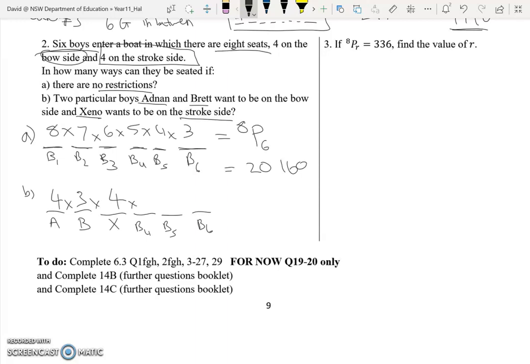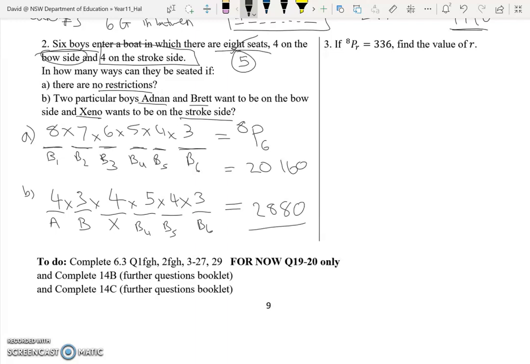And then I've got 3 boys left. I've taken up 3 seats. So instead of having 8 seats on the boat left, we've got 5 seats on the boat left. So 5 options for the next boy, then 4, then 3. So plug that into your calculator and you'll get the answer. I'll do it quickly. 4 times 3 times 4 times 5 times 4 times 3. 2,880.